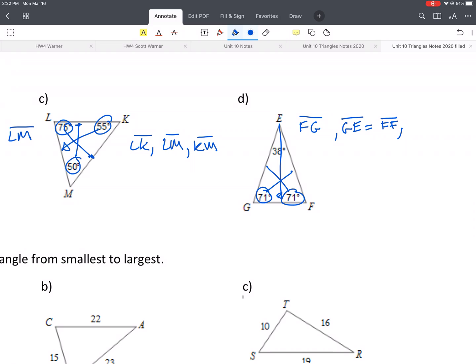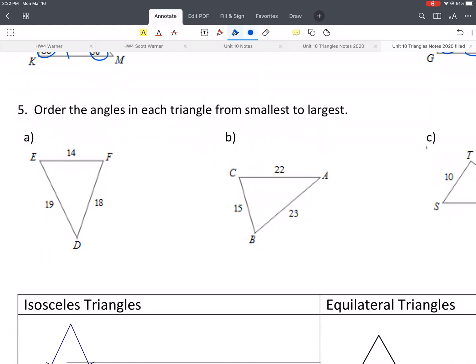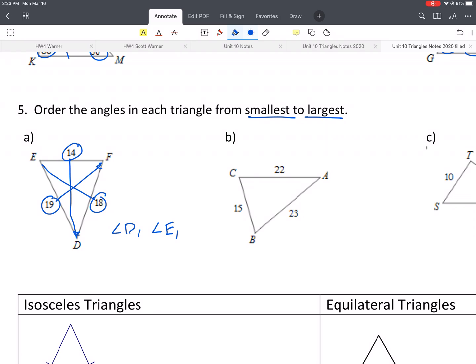And then doing it the opposite way, do some of these problems too. So if we're going to do smallest to largest, the smallest side across from there gives us the smallest angle, so angle D. The next largest would be 18, so that would give us angle E. And then the largest side, opposite of that would give us angle F.